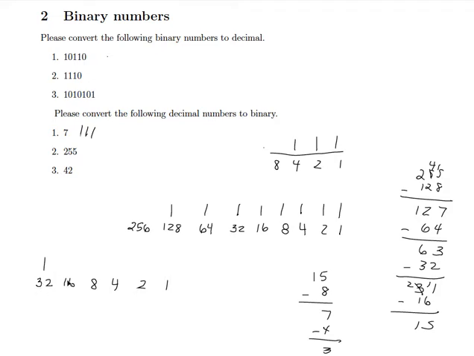So can a 16 fit into 10? No. Can an 8 fit into 10? Yes. Okay, 10 minus 8 is 2. A 4 can't fit into that remaining 2, but a 2 can, and now I am all done. So now if I say 32 plus 8 is 40, plus 2 is 42. So this one is 1, 0, 1, 0, 1, 0. This is an easy way to convert.